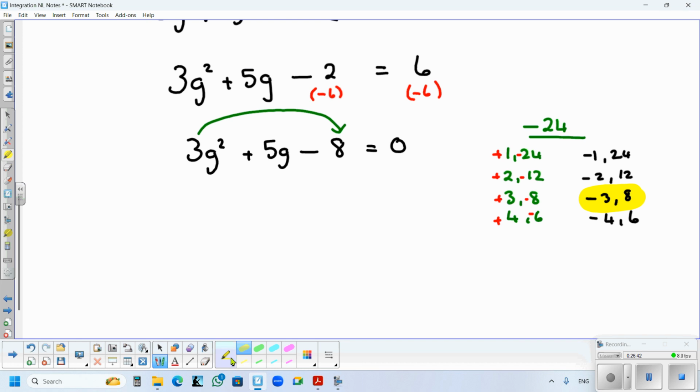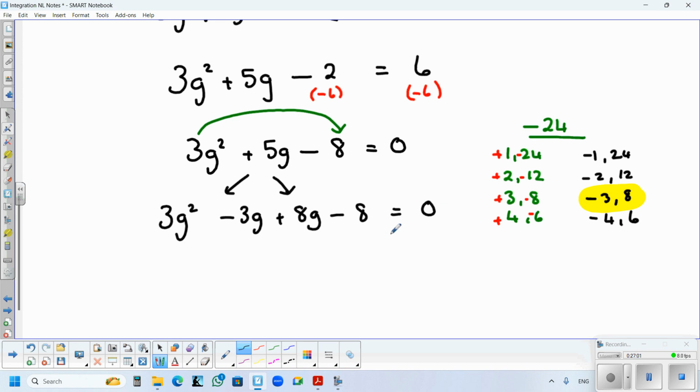So we'll now sub that in. So we've got 3g squared stays the same. That middle term is now going to be split with negative 3 and plus 8. So negative 3g and plus 8g. And then pull that negative 8 down. And this is helping me factorise it. Cut it right down the middle. Take out your highest common factor. In this case it's 3g. I'm going to pull that out.